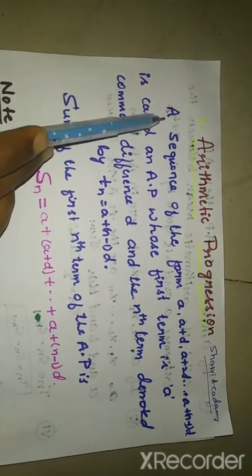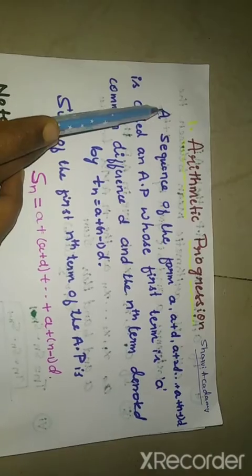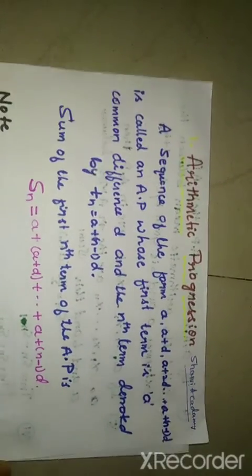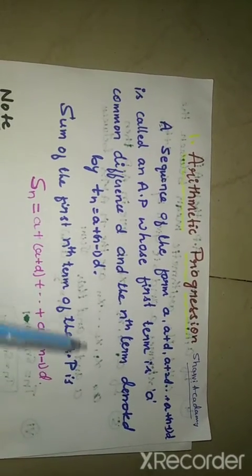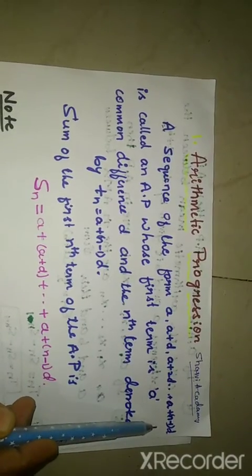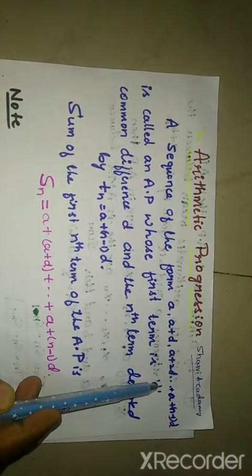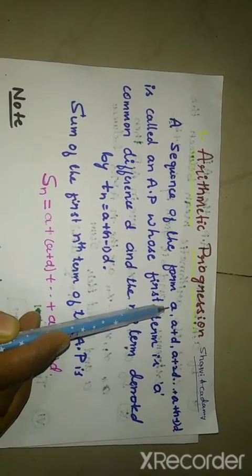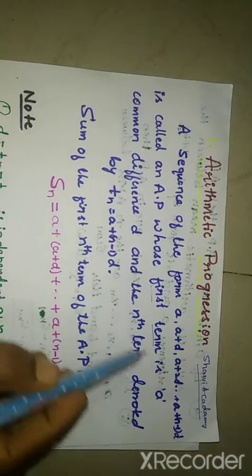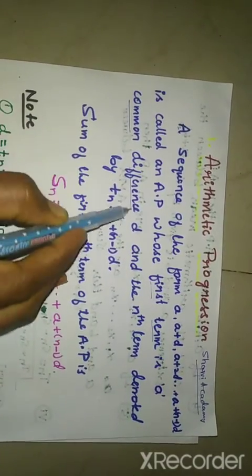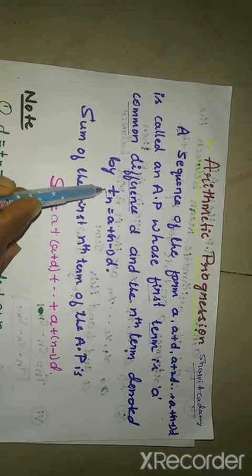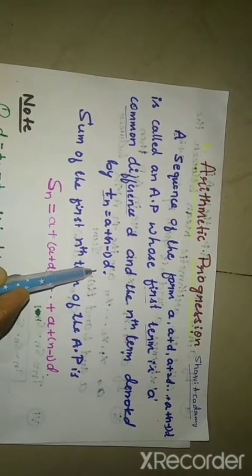In arithmetic progression, what is the meaning of arithmetic progression? It is a sequence of the form a, a plus d, a plus 2d, up to a plus (n minus 1) into d. This is the AP where a is called the first term and d is the common difference. The nth term of this sequence is Tn equals a plus (n minus 1) into d.